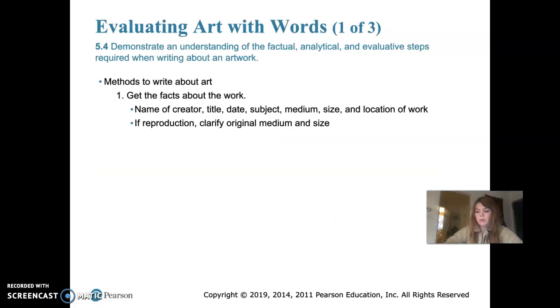So evaluating art with words, this is a pretty important skill, and I might actually talk about this in the next video.